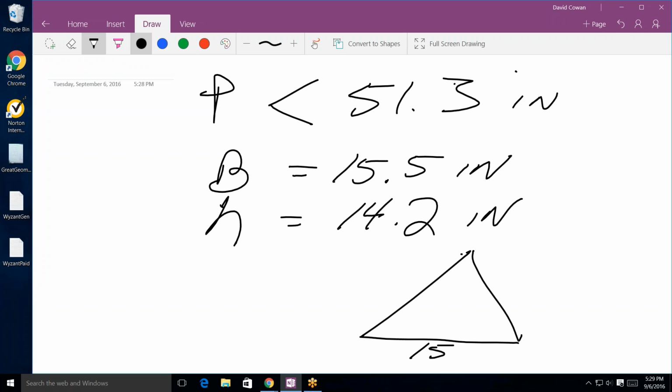Base is 15.5. The vertical height, which is the height they're talking about, always the vertical height. And then the other one is x inches. What's the other one? Is it the line on the right or the line on the left? The slanted line? They don't have a 90-degree angle there, but it looks like a right triangle.